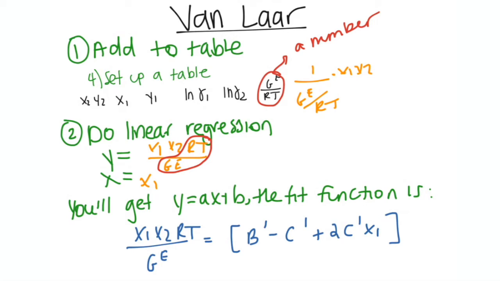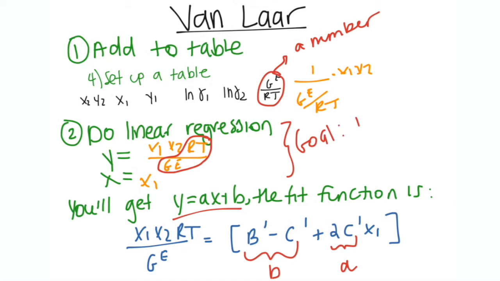So pretty straightforward. Again, the same thing's going to happen. Your calculator is going to give you y is equal to ax plus b, an equation of a line. And you know that the fit function for Van Laar is what I've written in blue here. So this here is our b, and this here is our a. So we can solve for our c prime really easily. And then depending on what b is, we'll do b prime minus c prime is equal to b. Since we have c prime from the a we've gotten, divided by 2, we can solve for our b prime, okay? So again, the goal of this linear regression is to find the constants, b prime and c prime. That is the goal, okay?